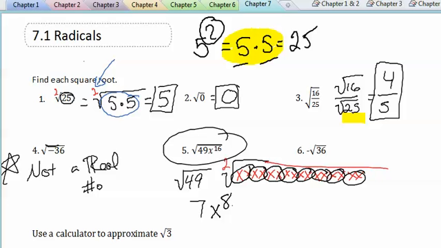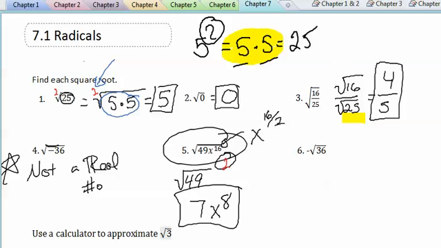Now, do you have to write those out every single time? No. Let's think about this. If the index is 2 and my exponent is 16, all you're going to do is divide the 16 by the index. And that will give you that x to the 8th.